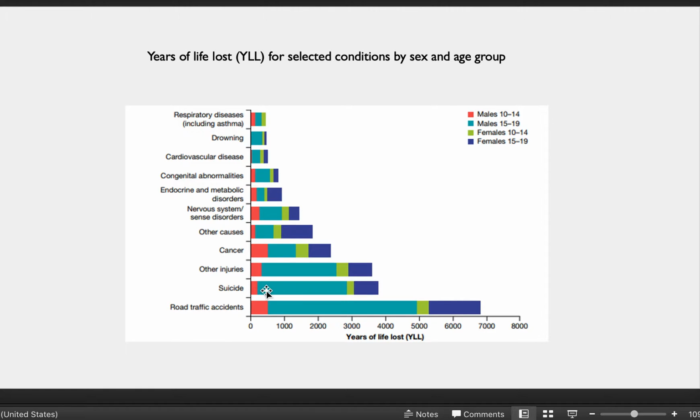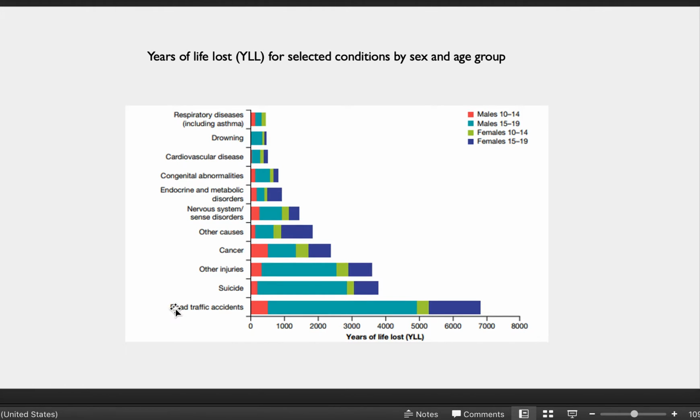So you can see here some different causes of death, and this is broken into categories of males, females, and different age categories of youth, 10 to 14, 15 to 19. And we're actually looking at the size of the overall graph if you want to look at all males and all females from 10 to 19 years old.